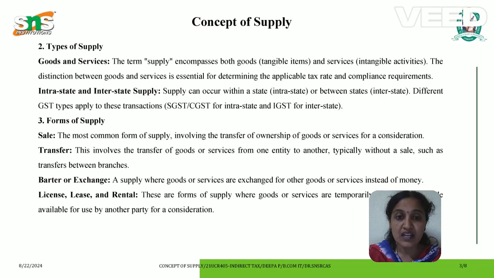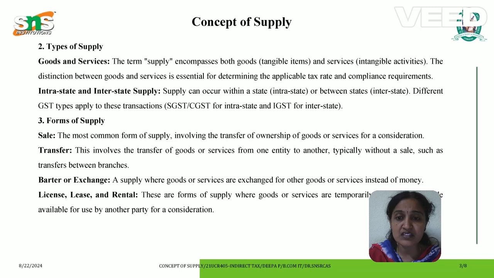Forms of supply. Sale, the most common form of supply, involving the transfer of ownership of goods or services for a consideration. Transfer involves the transfer of goods or services from one entity to another, typically without a sale, such as transfer between branches. Barter or exchange, a supply where goods are exchanged for goods instead of money. License, lease, and rental. These are forms of supply where goods or services are temporarily transferred or made available for use by another party for a consideration.